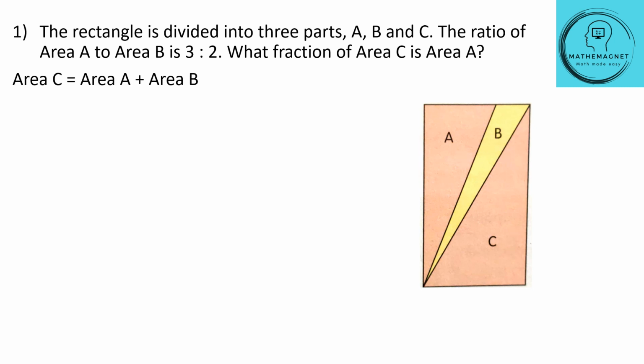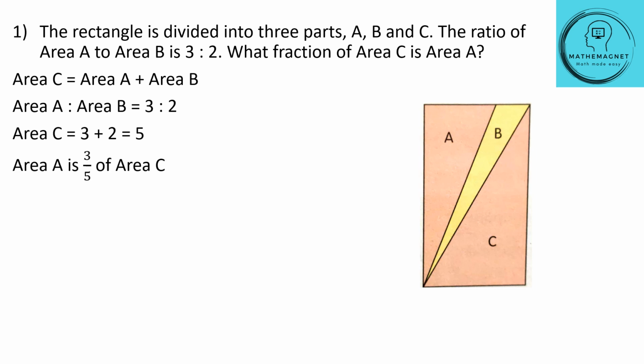So area C will be equal to area A plus B, and we know area A is to B is 3:2. So which means area C is 5 units. Now the question here is what fraction of area C is area A. So area A is 3/5 of area C.